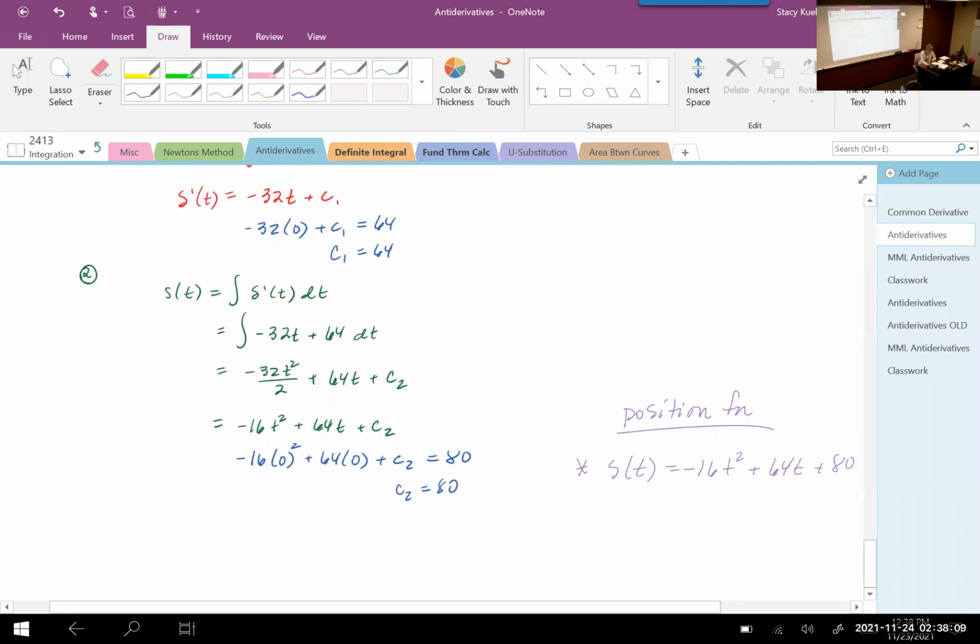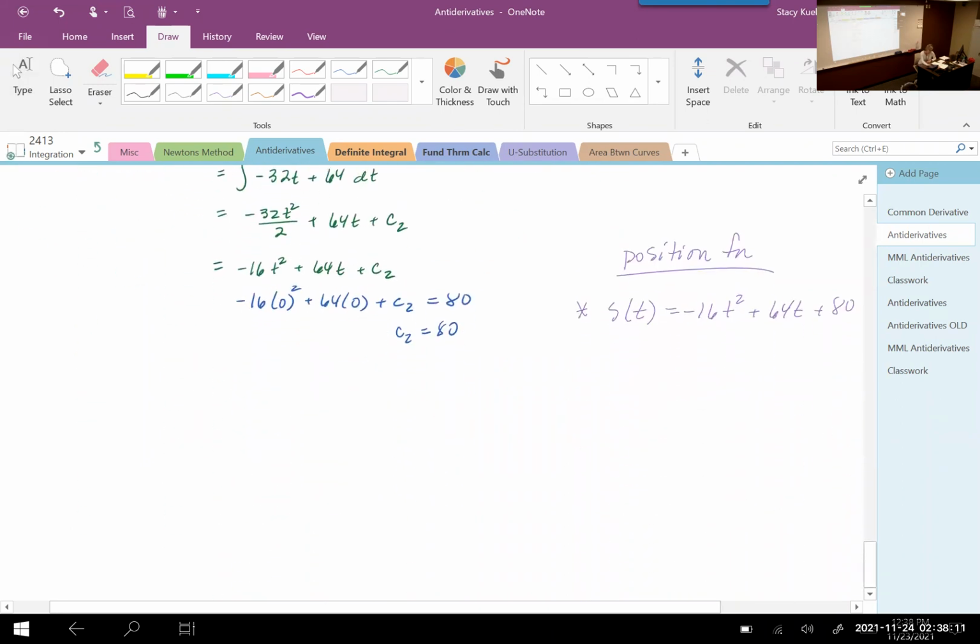Now the next question says, when does the ball hit the ground? At what time? So what is the time when the ball hits the ground? What's the height when the ball hits the ground? 0. Right, so height would be equal to 0.